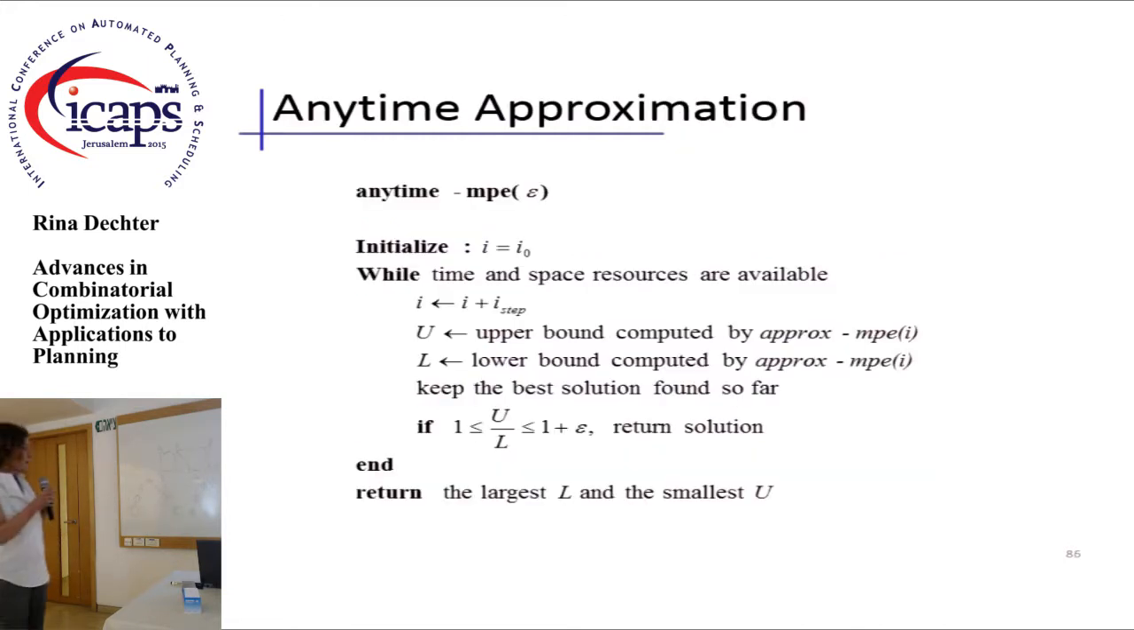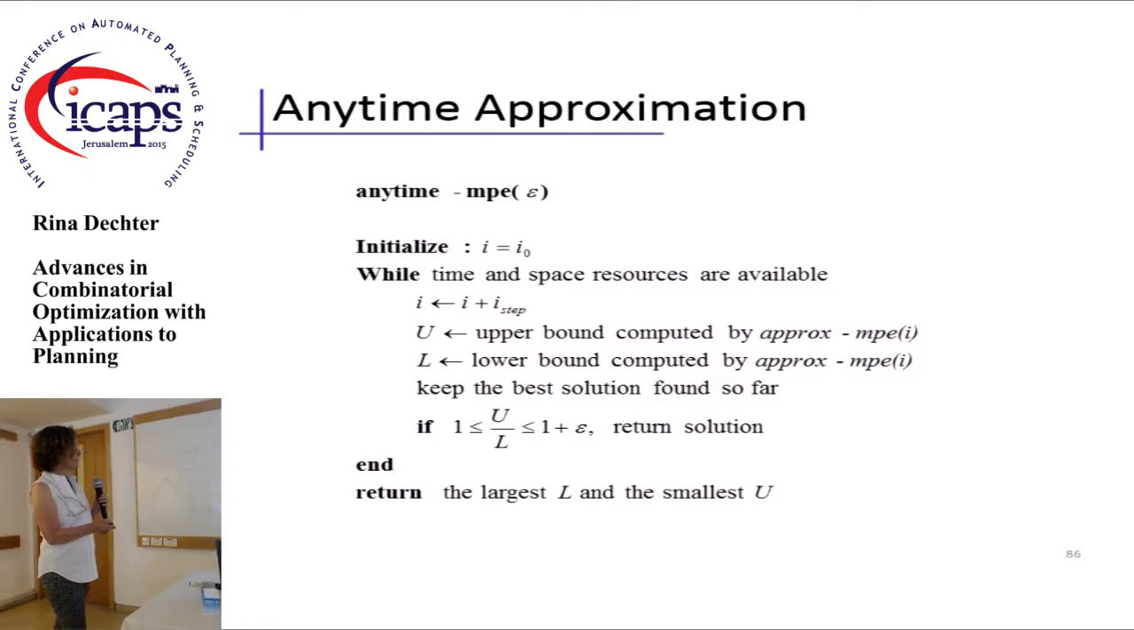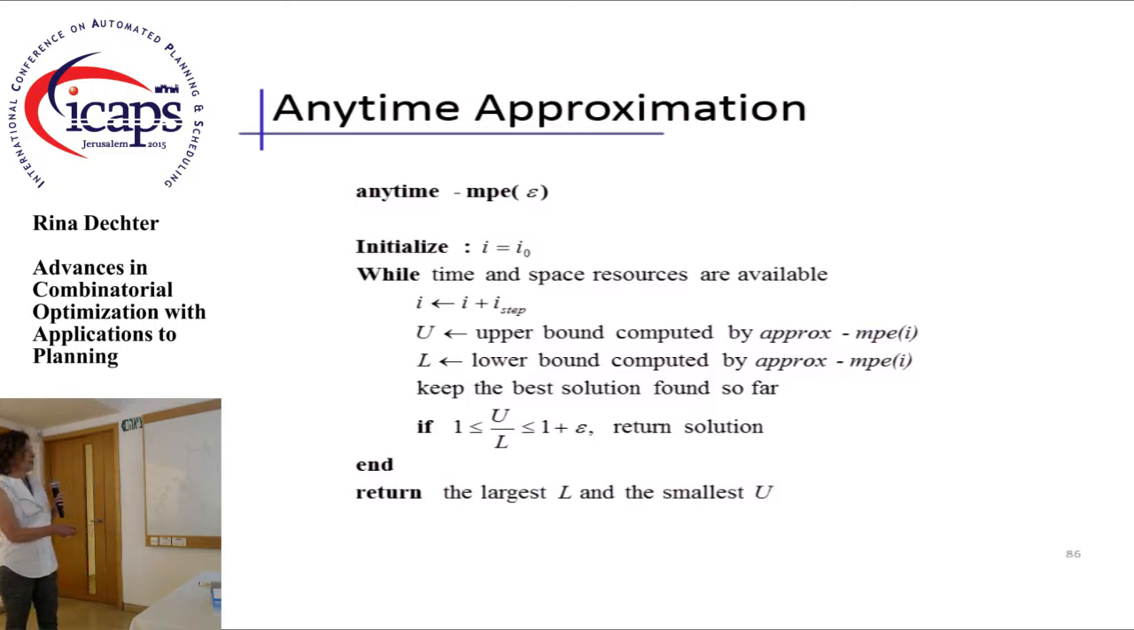So just a few more slides about the first approach. We can have an algorithm that has a parameter epsilon that says the accuracy that I want is epsilon. And I can run it starting with some initial I bound. And in some step, I can generate the upper bound and lower bound and examine whether the ratio of upper and lower bound is within this epsilon, and stop when it is.